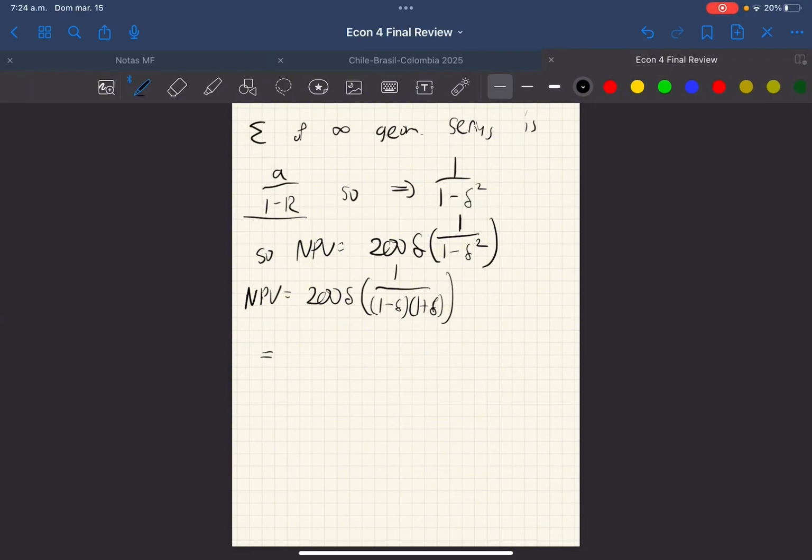So now I'm going to split this even more. So now I'm going to rewrite it as 200 times delta over 1 minus delta and delta over 1 plus delta. So what I did here is I split these two factors into two different things, and then I distributed the delta from here into those things, and you'll see why I did that. So we need to get this back into an R formula, right? Because we're interested in finding R, not delta.